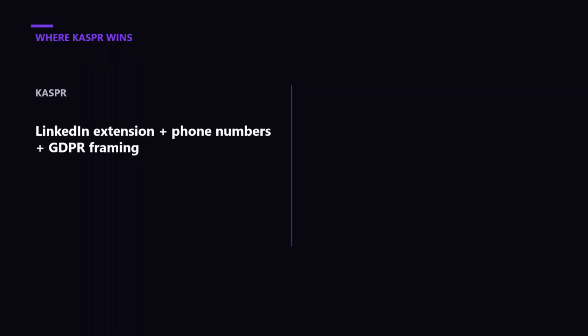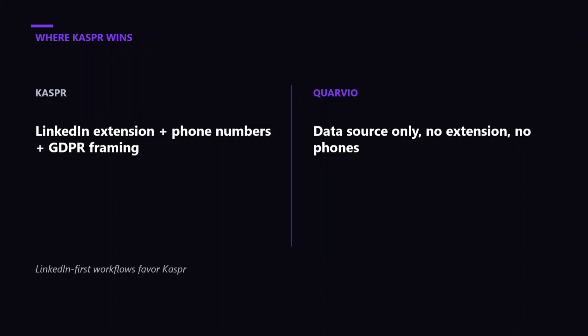To be fair, Kaspr wins some real ground here. It's built around a Chrome extension that reveals contact data directly on a LinkedIn profile, live, mid-scroll, a workflow Qorvio simply doesn't offer because Qorvio is a data source, not a prospecting tool. Kaspr also reveals phone numbers in the same click, direct dial data Qorvio doesn't sell at all, and claims real-time verification across roughly 500 million phone and email records pulled from more than 150 distinct data sources.